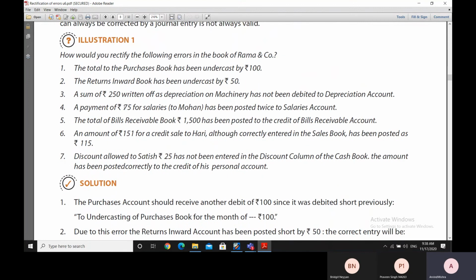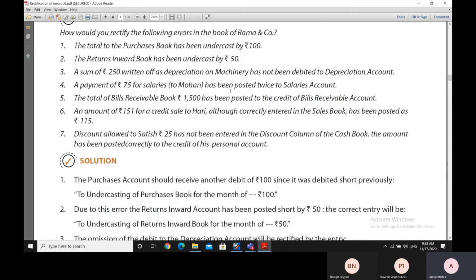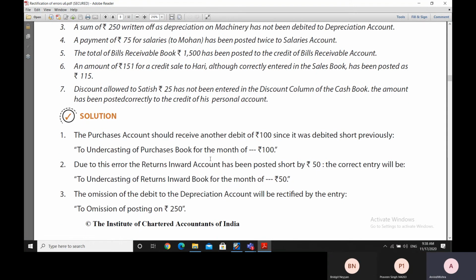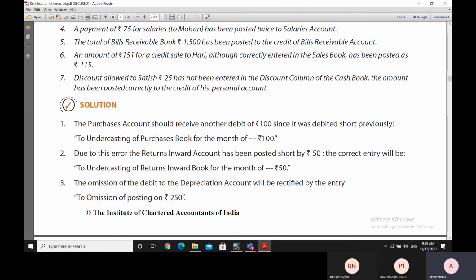The second error is, the returns inward book has been undercast by 50 rupees. Returns inward book has been undercast. So the returns inward account has been wrongly cast, and therefore we'll make the entry of error correction in the returns inward account. Undercasting of the returns inward book for the month of whatever month it is, rupees 50.